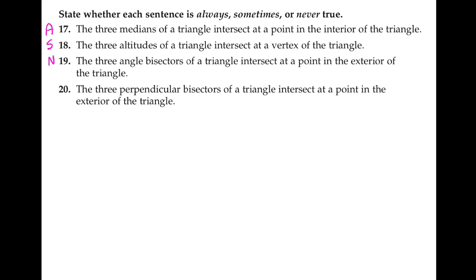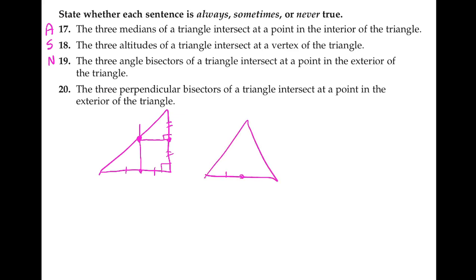The three perpendicular bisectors of a triangle intersect at a point in the exterior of the triangle. Oh, this is the same as the other one. So if we do perpendicular bisectors, the interesting ones are if we have a right triangle. This is something we'll talk about in a later chapter, so you don't need to figure this out right now. But the two perpendicular bisectors will actually meet on the triangle. If we have an acute triangle, then the perpendicular bisectors will meet inside the triangle.